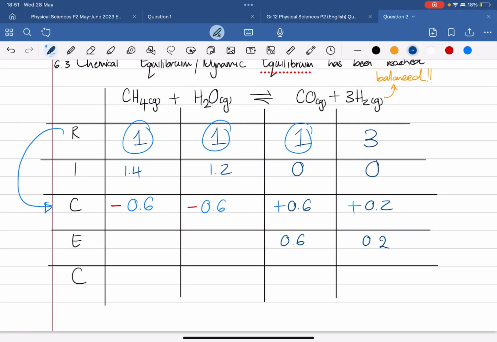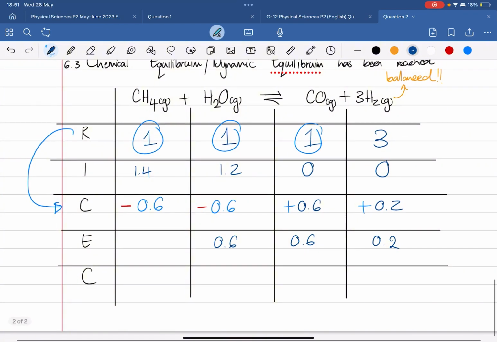For my steam, 1.2 minus 0.6, that will give me 0.6 moles of steam at equilibrium. And therefore, for my methane gas, I've got 1.4 minus 0.6, and therefore I've got 0.8 moles at equilibrium.